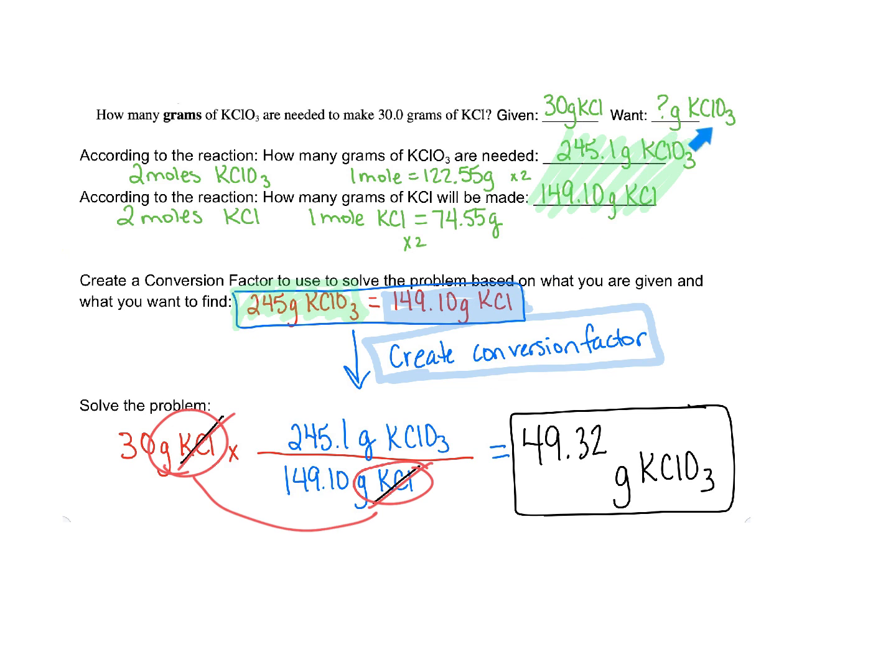I want to find grams of KClO3. So I'm going to put that on the top, and according to my calculations, I need 245 grams of KClO3, so that goes on the top. So we do 30 times 245.1 divided by 149.1, and we get 49.32 grams.